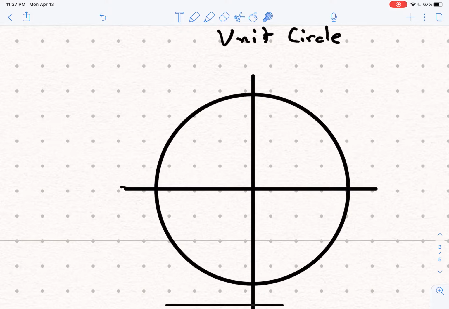Since it's a unit circle, I'm just going to identify some of the points on it. Since the radius is 1, this distance is 1, which means that the point over here has coordinates, well, the x-coordinate is 1, and the y-coordinate is 0. Similarly, up at the top here, the x-coordinate is 0, but the y-coordinate is 1, because this is a radius, and the radius is 1.